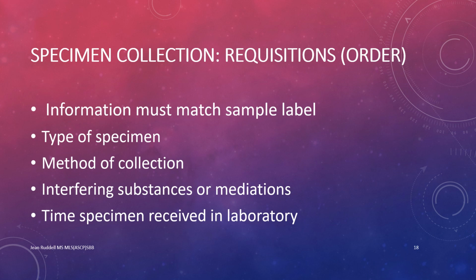Specimen collection, requisitions, or orders. Each sample should have a requisition for the tests that are ordered. The information on the requisition must match the patient ID on the label. The type of specimen and means of collection should be listed. If the patient is taking any medications that may interfere with the testing, these may be on the requisition. The time the specimen is received in the laboratory should be recorded on the requisition. The electronic requisitions usually allow staff to receive the samples electronically.